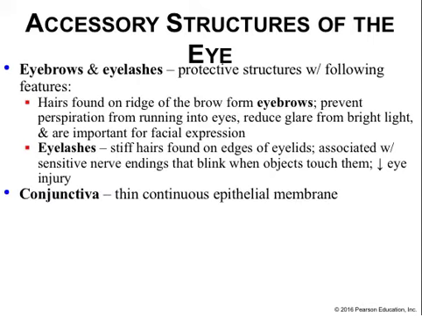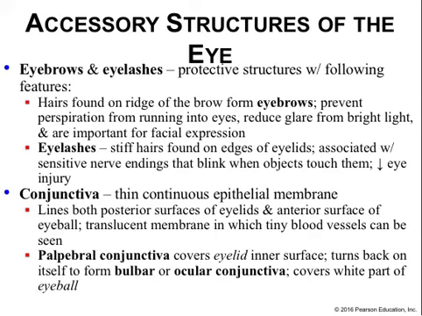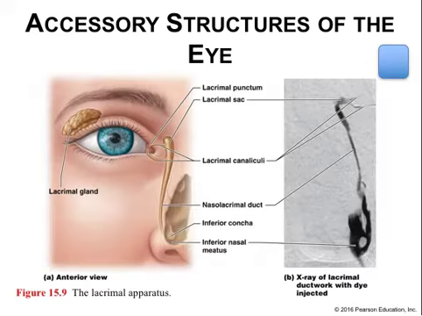Conjunctiva are thin, continuous epithelial membranes. They line both the posterior surface of the eyelid and the anterior surface of the eyeball. This is a translucent membrane which has tiny blood vessels that can be seen. The palpebral conjunctiva covers the eyelid's inner surface. It turns back on itself to form the bulbar or the ocular conjunctiva, and this covers the white part of the eyeball.